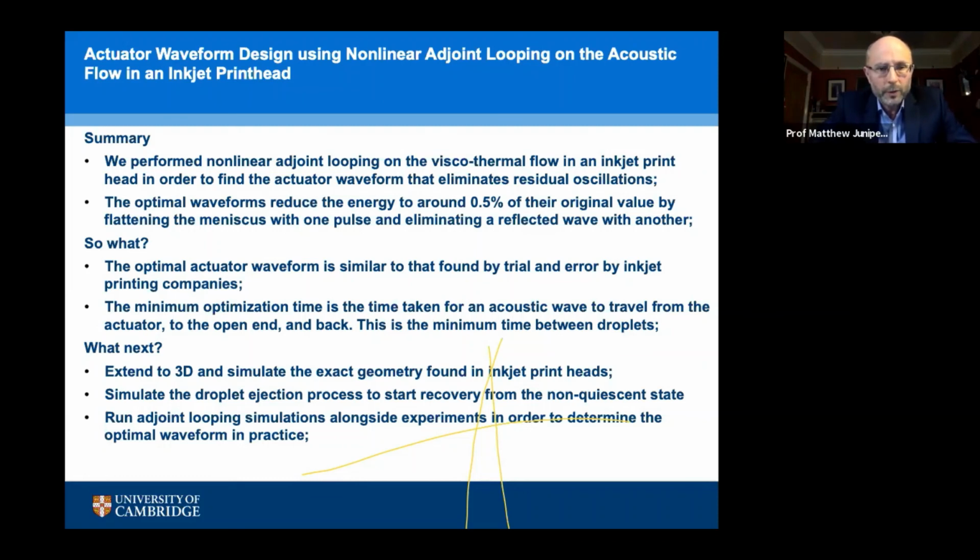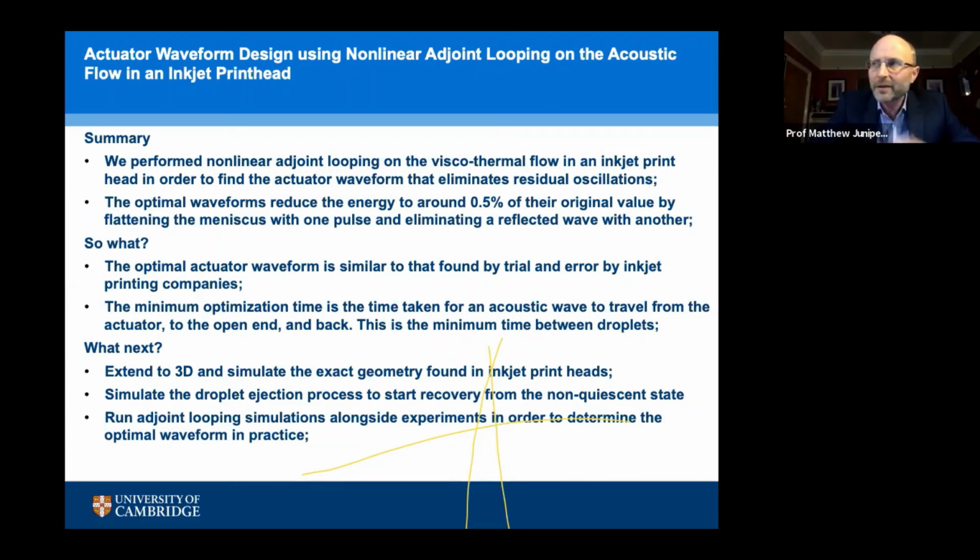What next? Well, we've got funding to extend this to 3D. We could, if we wanted to, simulate the exact geometry found in inkjet printheads. That, of course, relies on being allowed to access that. I think this is a key thing, the second point on the what next. I started from the quiescent acoustic state and then did the optimization. Of course, it'd be more realistic to start from the state just after a droplet ejection. And so that's the obvious next thing to do, and then try to return to the quiescent state.